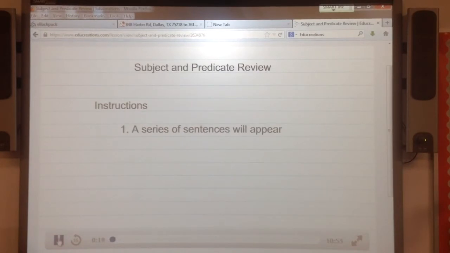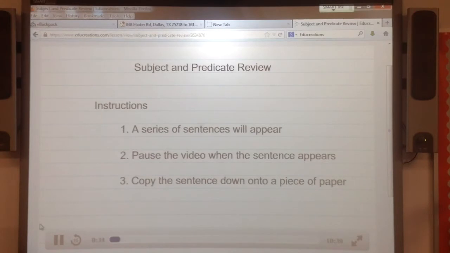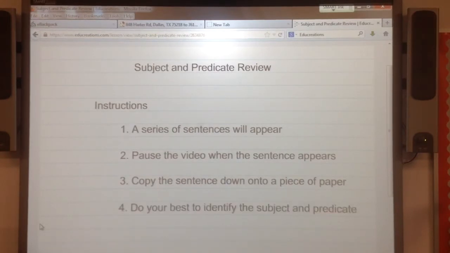First, you will see a series of sentences. We'll go through them one at a time. Before we go over them together, please do the following. When you see the sentence, pause the video when it appears. Next, carefully copy the sentence down onto a piece of paper. Then, do your best to identify the simple subject and the simple predicate.